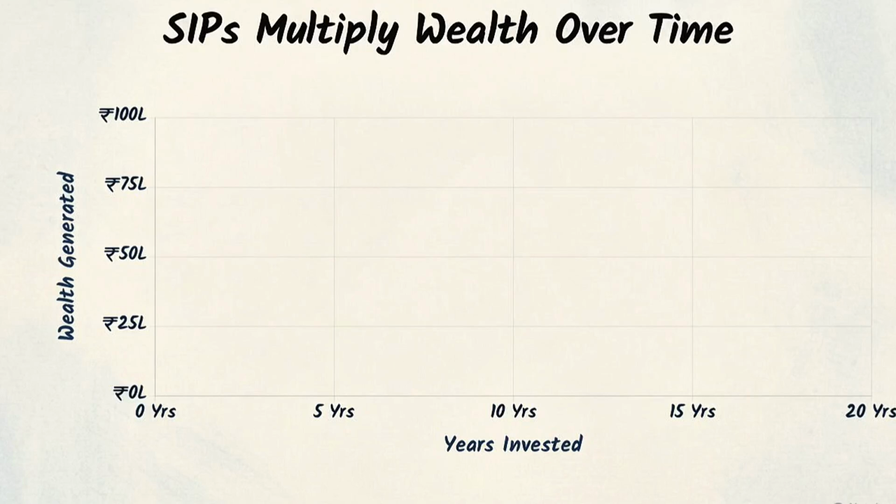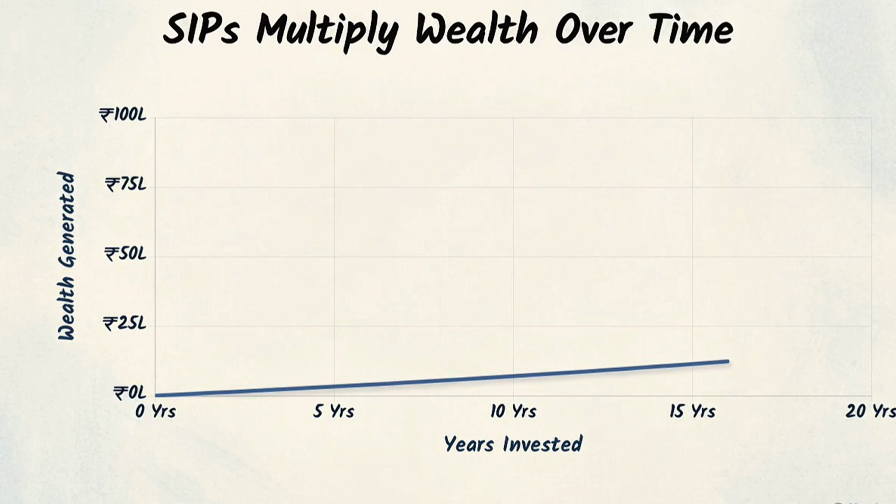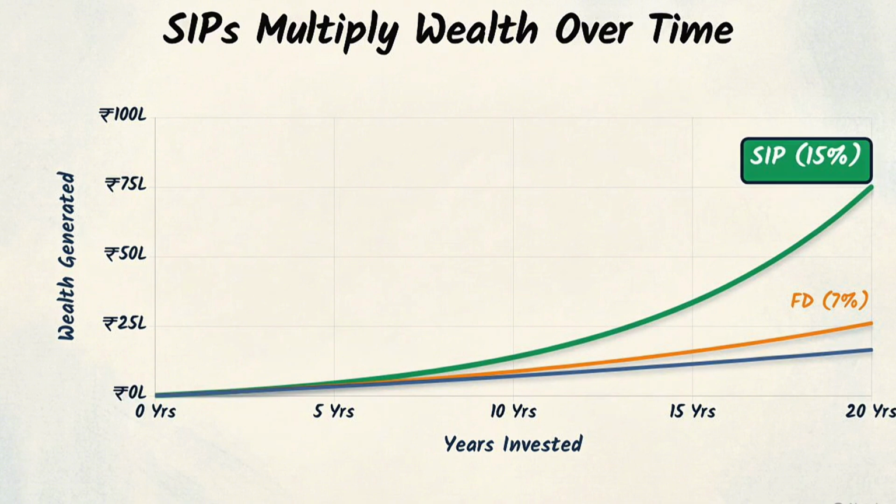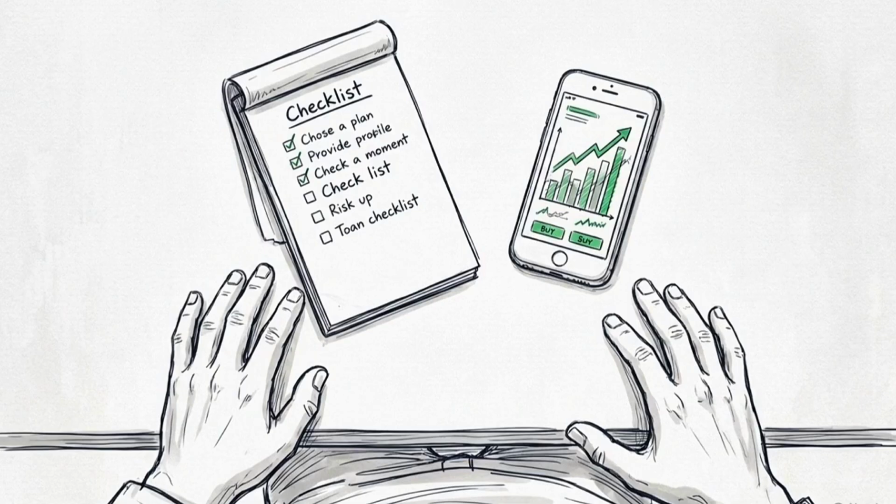Look at this chart. On the left, we have a standard savings account returning around 3%, barely moving over time. In the middle, a fixed deposit sits at about 7%, better, but still relatively flat. But on the right, you see the upward curve of a systematic investment plan, or SIP, compounding at 10 to 15% or more. Over 10 or 20 years, that difference translates to millions of rupees. Today, I am going to show you exactly how to capture those returns.